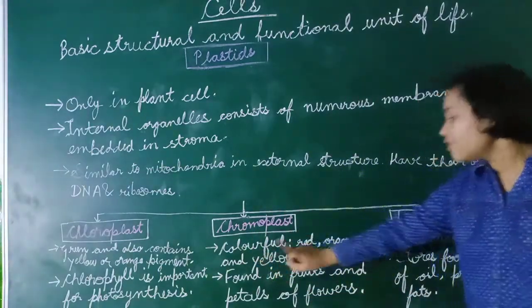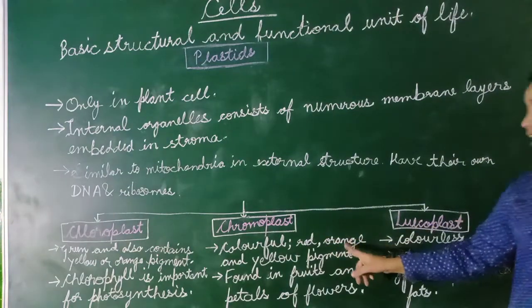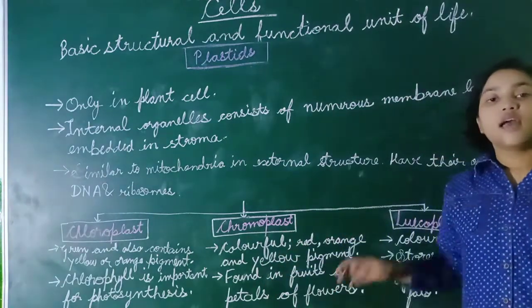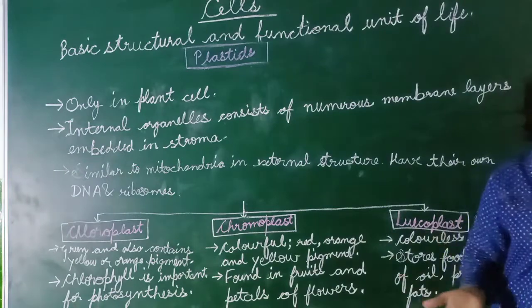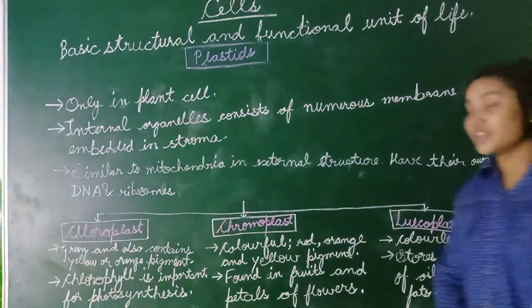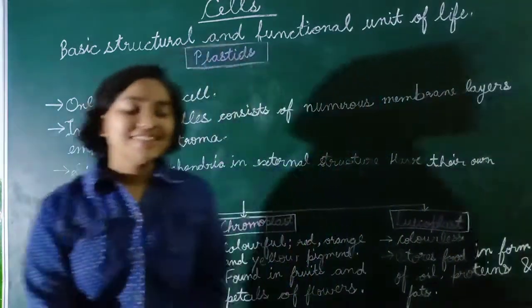Chromoplasts have colorful red, orange and yellow pigments. As you can see in beautiful flowers and tasty, colorful fruits, it's very nice.